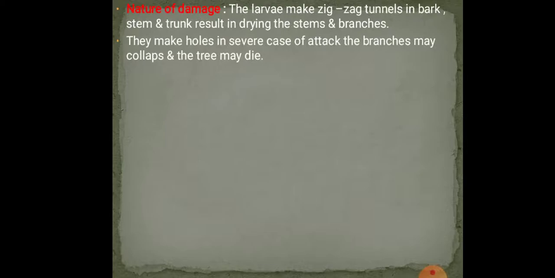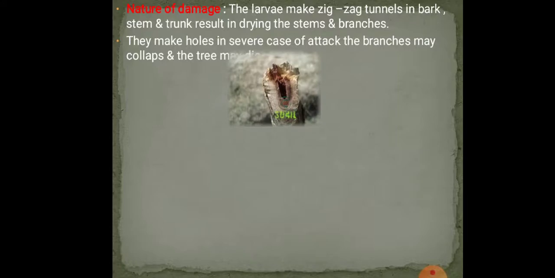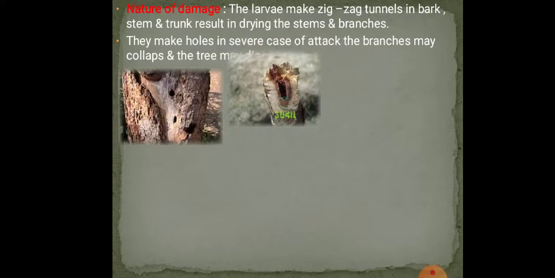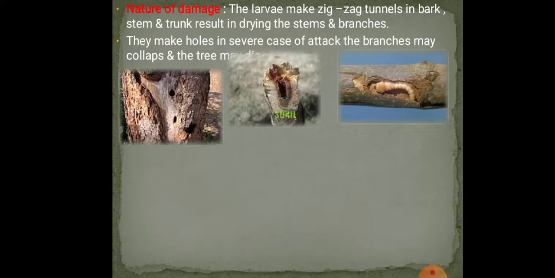Nature of damage. The larvae make a zigzag tunnel in the bark, stem and trunk, resulting in drying of the stem and branches. They make holes in severe cases of attack. The branches may collapse and then the tree may die. Here we see how the damage looks.